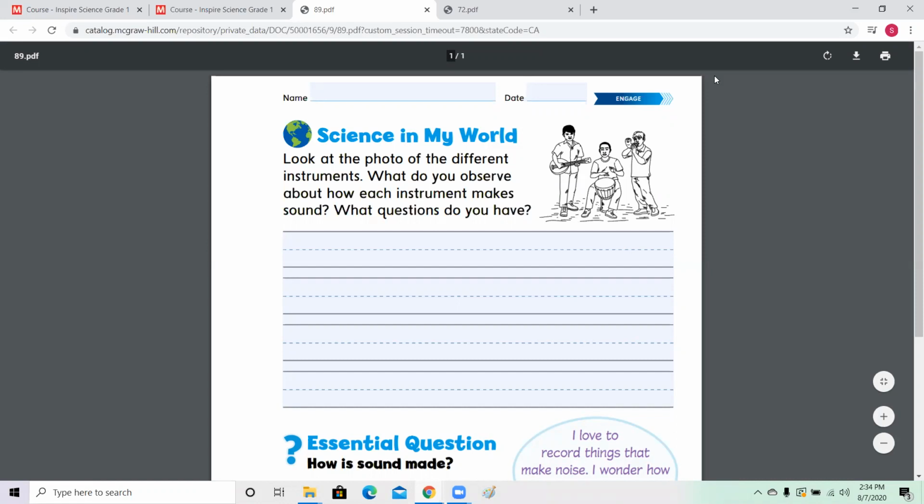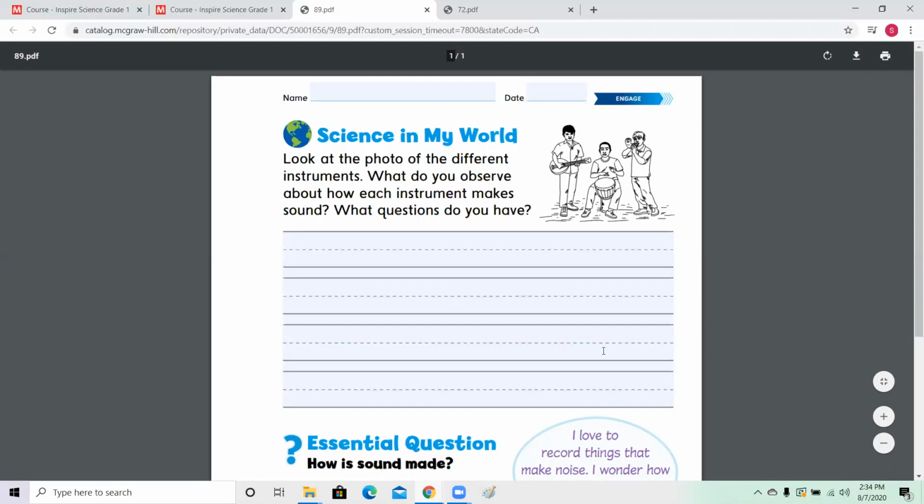Do you remember what we learned last week? Sound is energy that comes from sound sources. And we know that sound sources are all around us. So sound is made by vibrating things. When you vibrate, that means you move back and forth, and that's how sounds happen. So that noise you make, it's because things are vibrating back and forth.